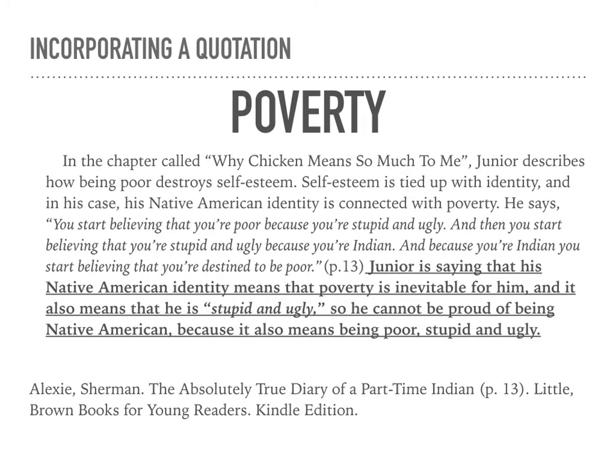So that was the last sentence. Finally, in the last sentence, I rephrase what the narrator says, connecting it to my point in the first sentence. This is the second E, explain. I connect the ideas in the first and last sentences by using words that are related, like self-esteem, identity, proud of being Native American, and destined. I also repeat words from the quotation itself, like poor, stupid, and ugly.